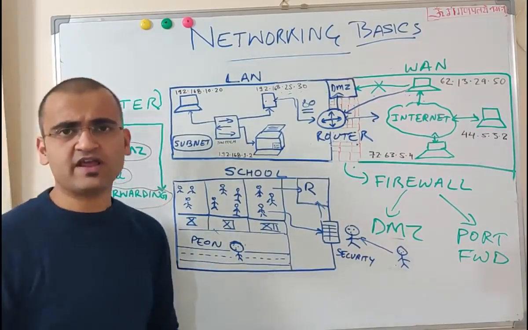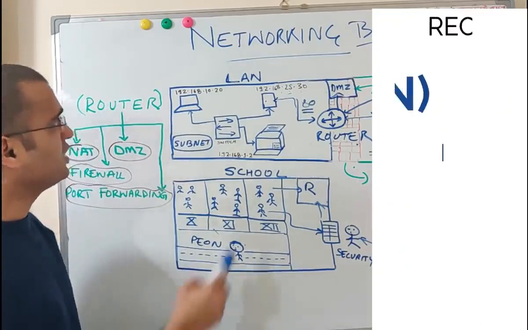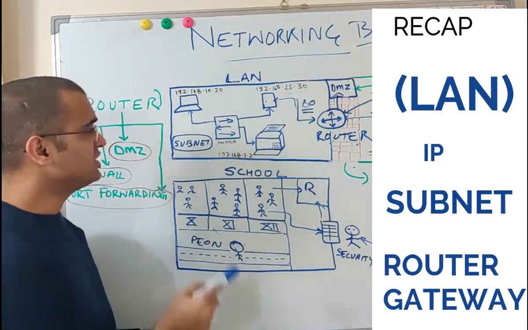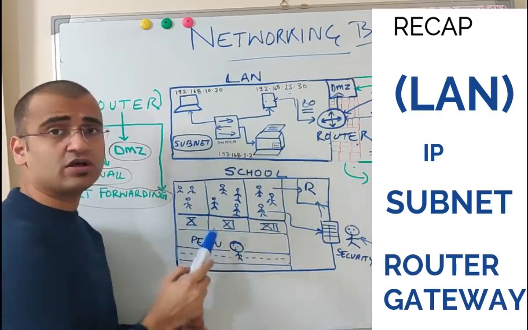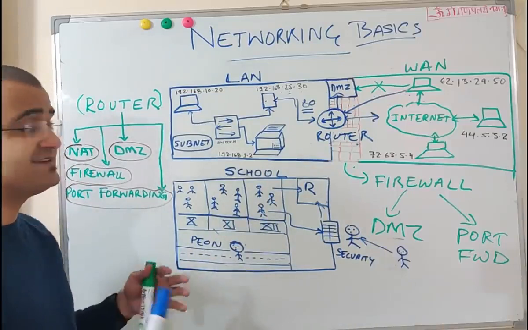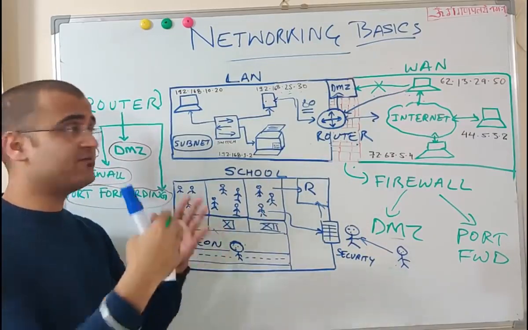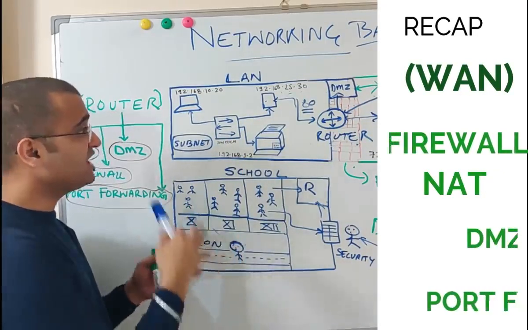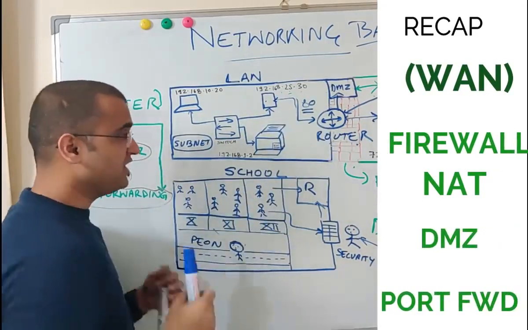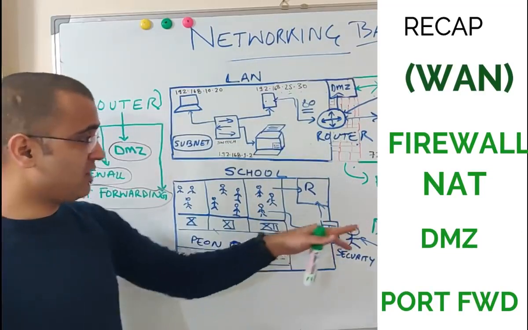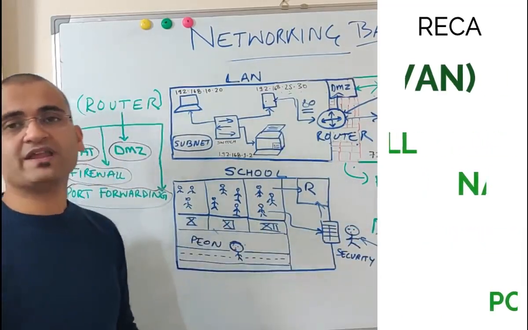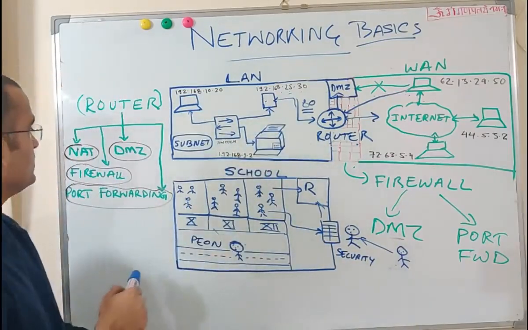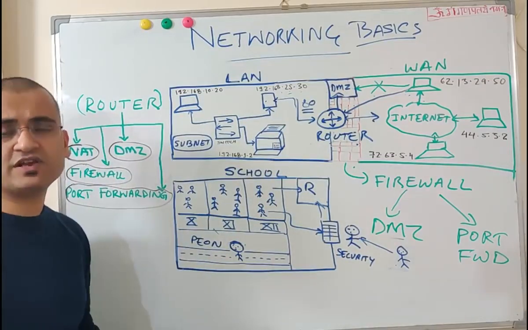So just to summarize, we understood the local area network, we understood what is an IP, what is a switch, how these talk to each other. Then we also understood what is a router, what is a gateway. We also understood how we use a subnet to identify whether a device sits within the network or is actually from outside the network. Then we moved on to the wide area network. We understood how a firewall works, how DMZ and port forwarding are the two mechanisms with which we can allow external traffic into the internal network. We also understood how network address translation helps.